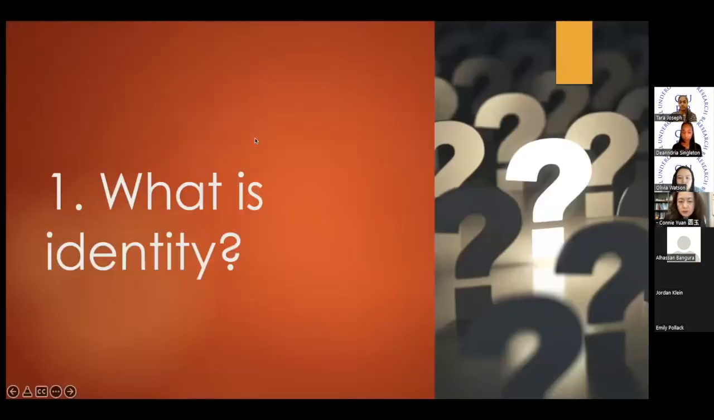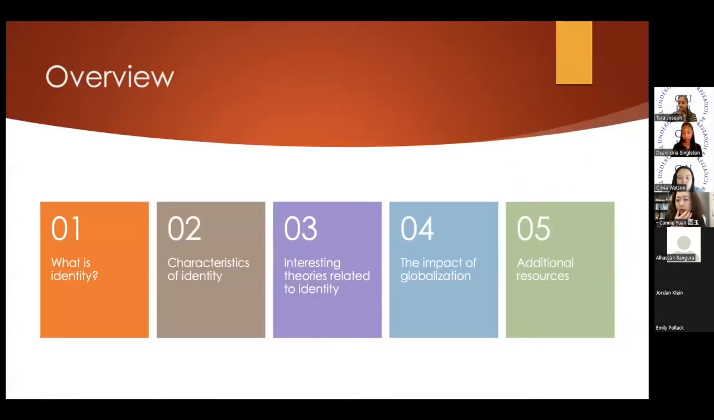Identity, so what does it mean? My talk today has roughly 4 sections. First, what is identity? Characteristics of identity and interesting theories related to identity, the impact of globalization, and additional resources. It seems this is not the first talk about identity, so you probably know that already. There are so many theories about identity, so I only cover a bit of them, those that are core to my research.